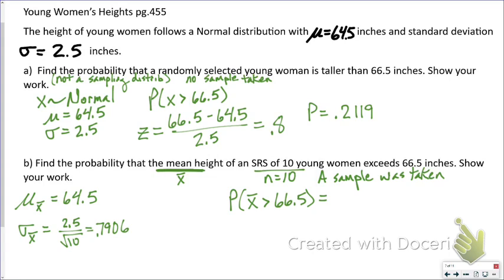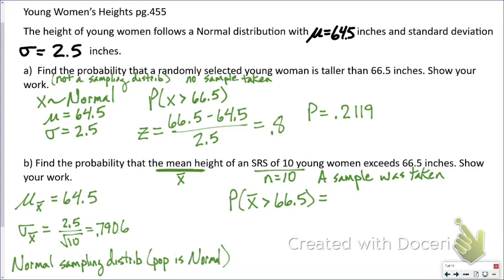I know, by the way, I know it's normal. This step isn't as crucial because the population was normal. So therefore, the sampling distribution has to be normal. It's going to reflect it. It's going to look the same.